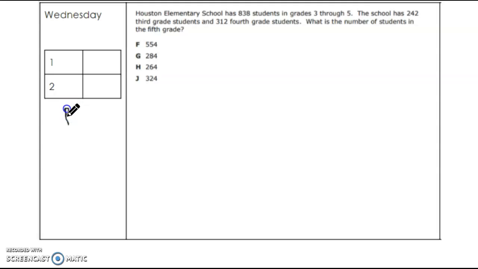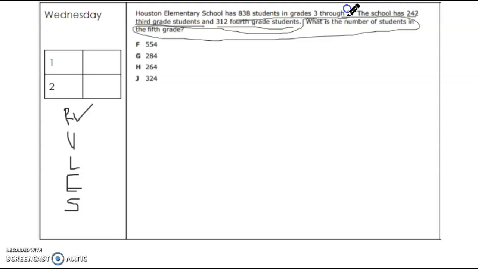Rules. R-U-L-E-S. All right, so I've read it. Now we're going to underline. So what information in here is important for me to underline? Well, it's important to know that there are 838 students in grades 3 through 5. It's also important to know that the school has 242 third grade students and 312 fourth grade students. We can also circle our question, which says, what is the number of students in the fifth grade? So we're looking for students in just the fifth grade.